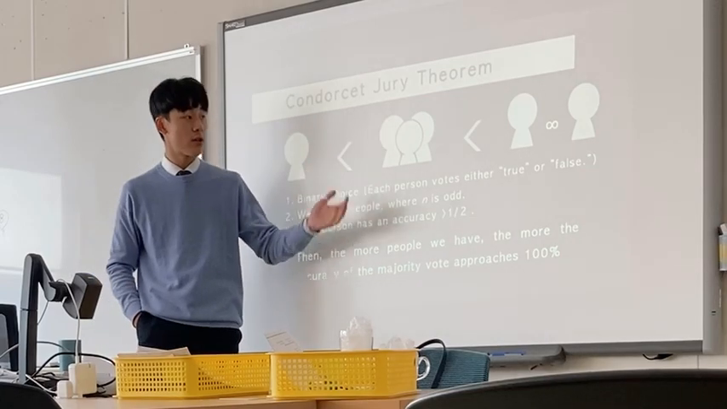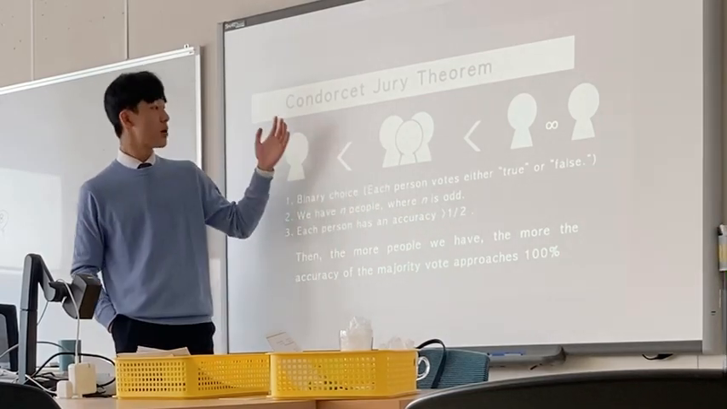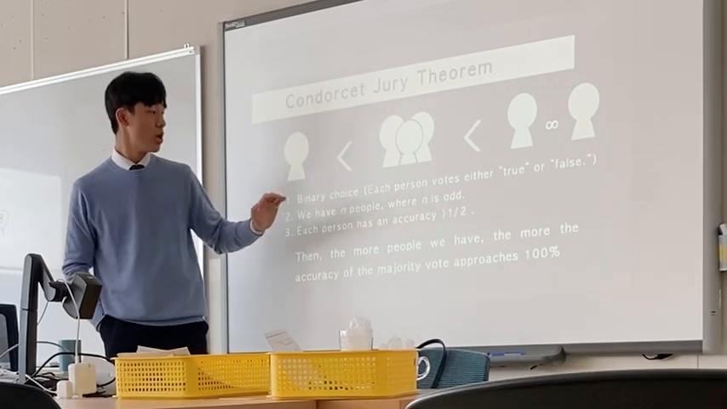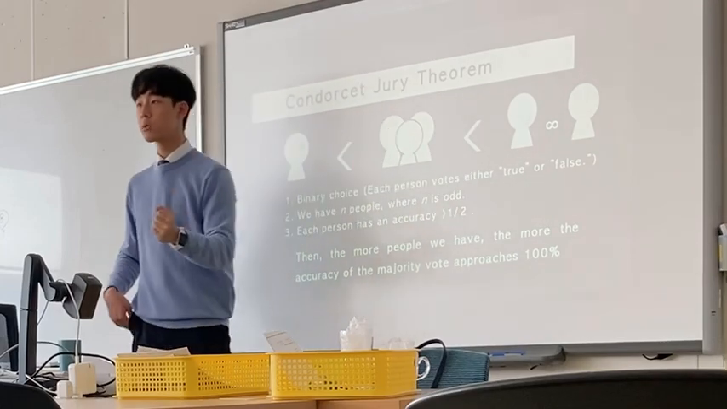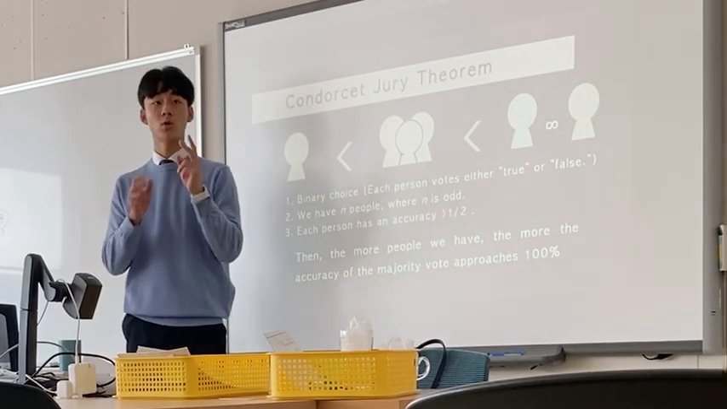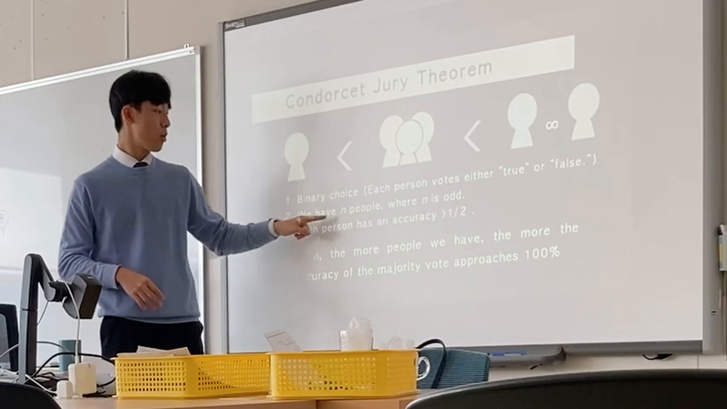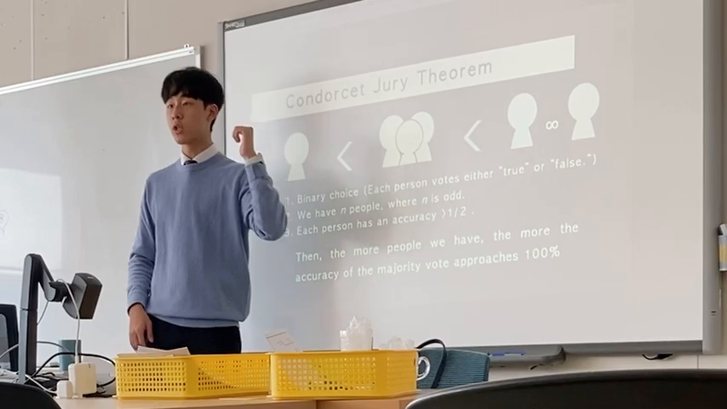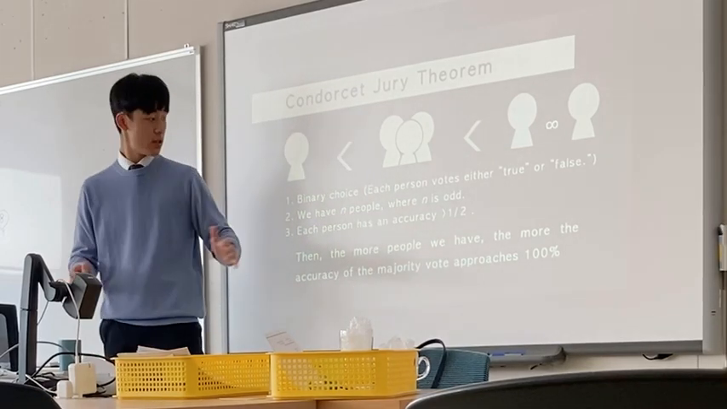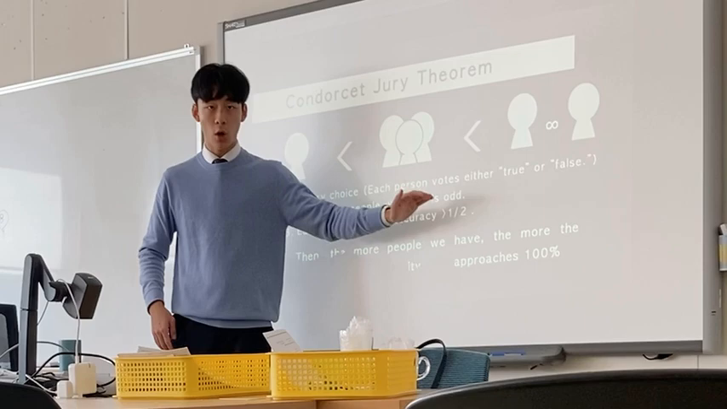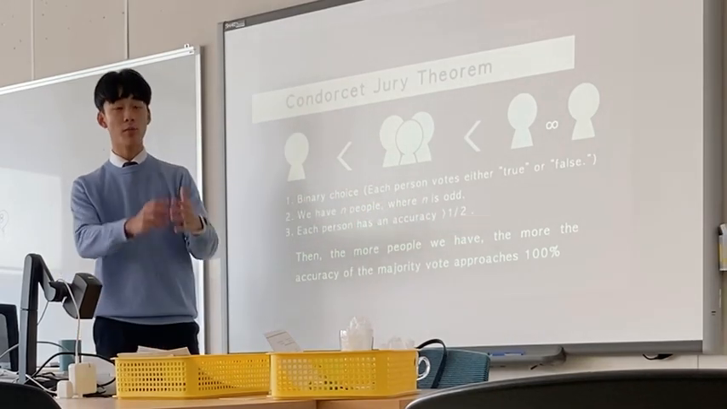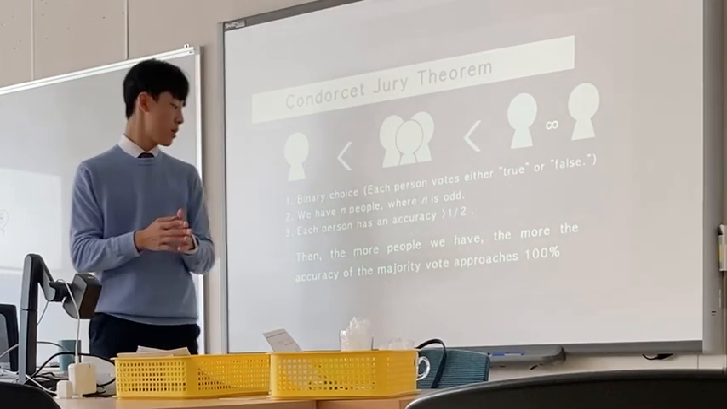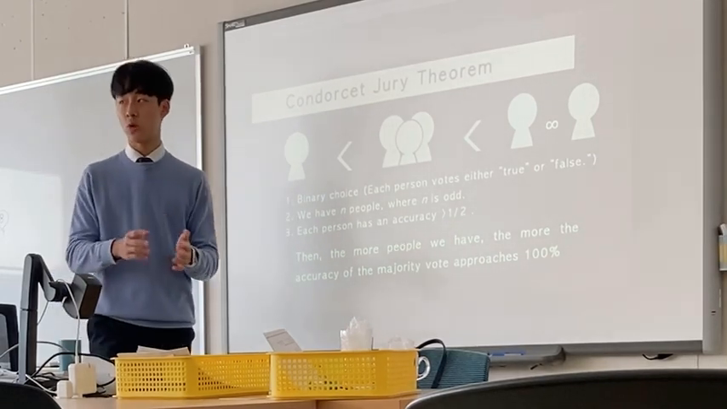So if we change this to the context of models, because the models make a qualitative judgment, you only have true or false. A is bigger than B, or B is bigger than A. So there's only binary choices. And also, let's say that we have an odd number of models. And because in the previous stage, I told you that models have to be at least reasonably accurate, let's say that each model has an accuracy of more than 1/2. Then the more models we have, the accuracy of the majority vote is going to approach 100%.